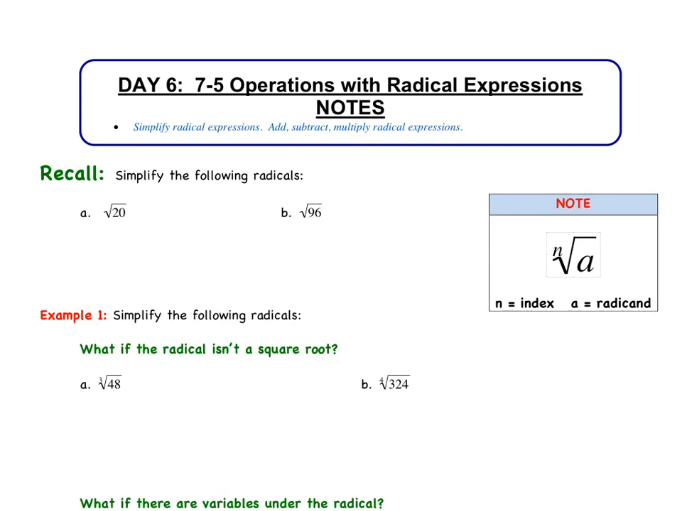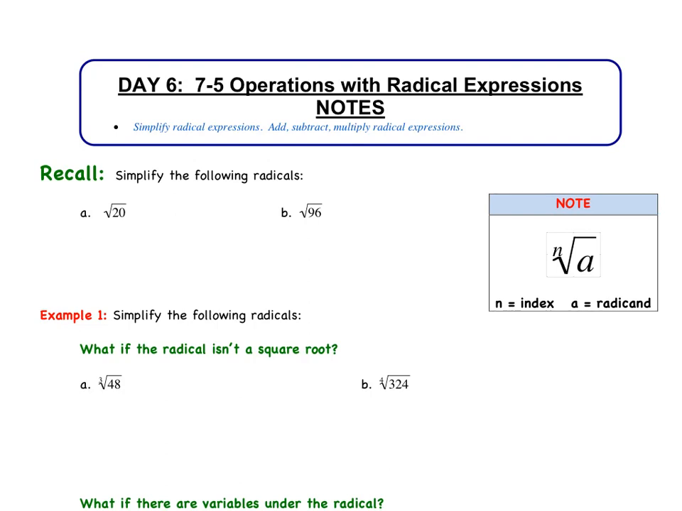Hi everybody, welcome to Day 6, Section 7.5, Operations with Radical Expressions. So today we are going to be simplifying radicals. Some of it's going to be review and some of it is going to be new. Along with that, we're going to be adding, subtracting, and multiplying radicals. All right, so let's go ahead and get to it.